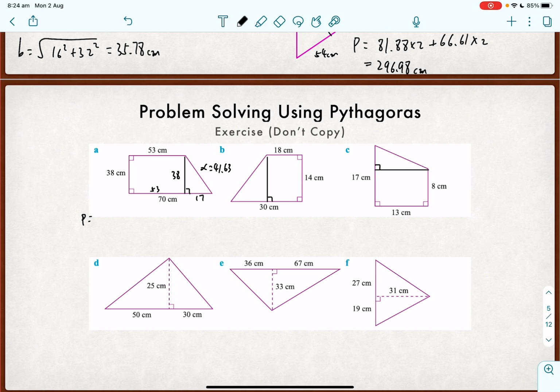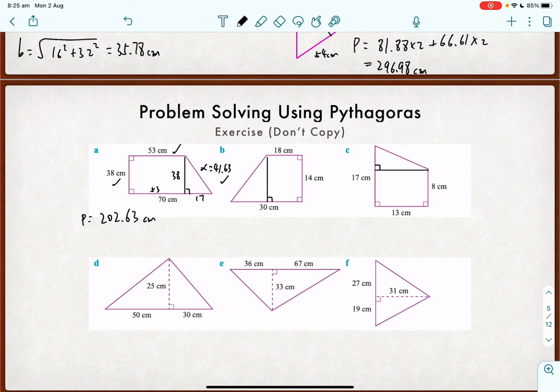Okay, so perimeter is 38 plus 53 plus 41.63 plus 70 is 202.63 centimeters. Easy.